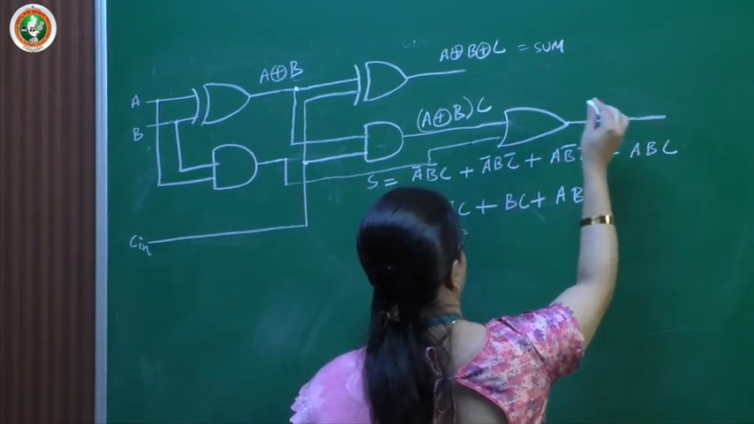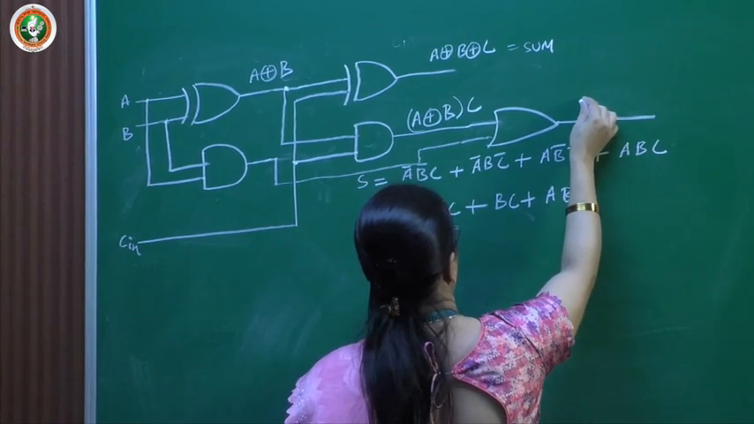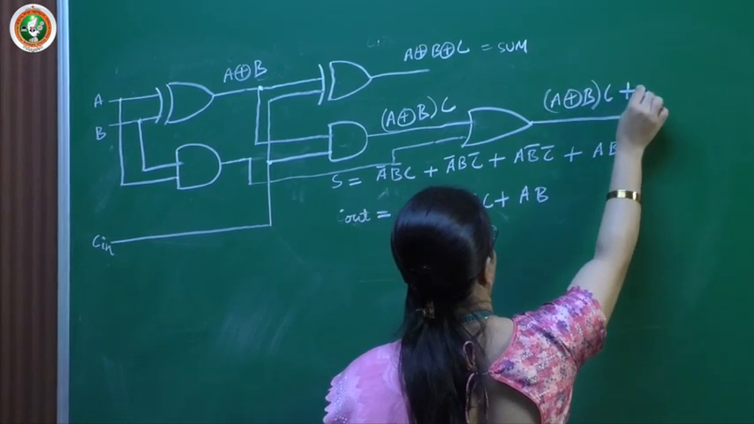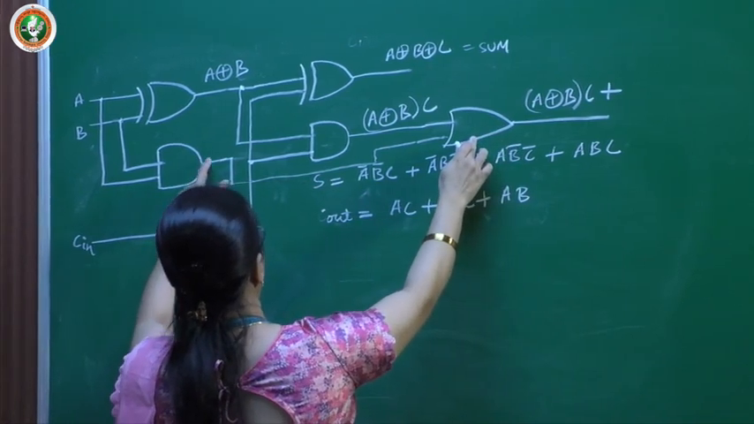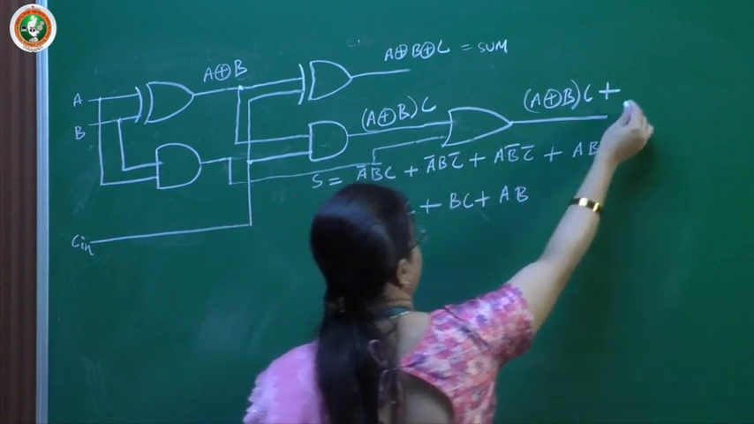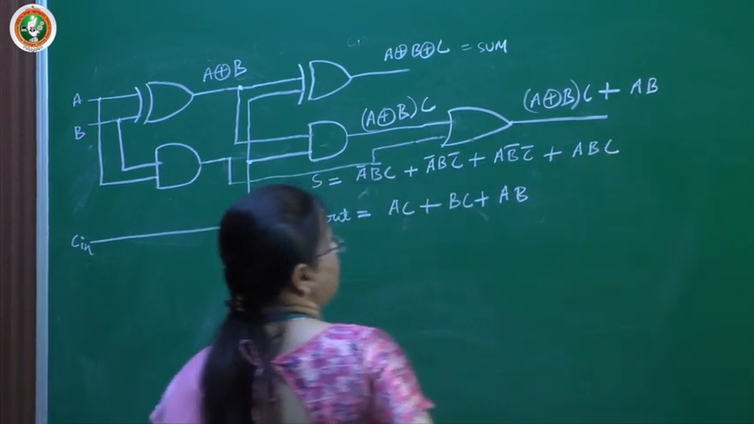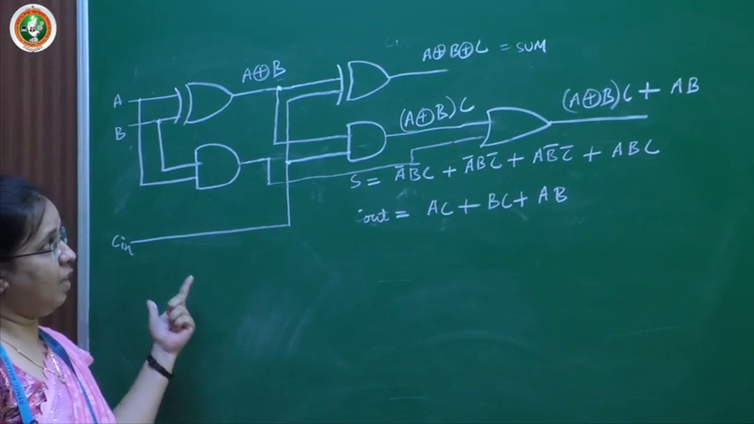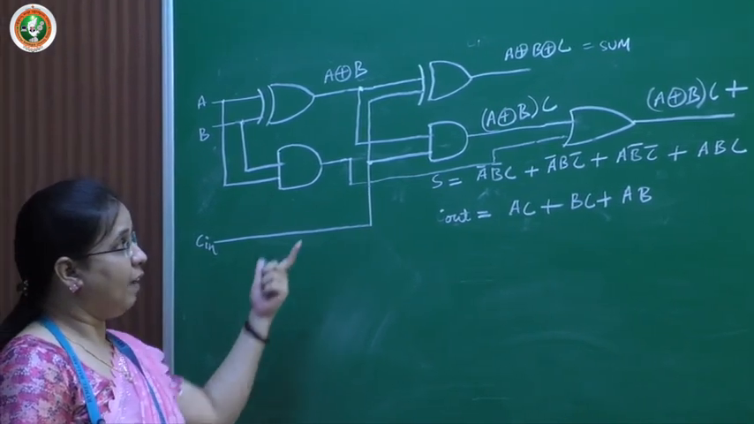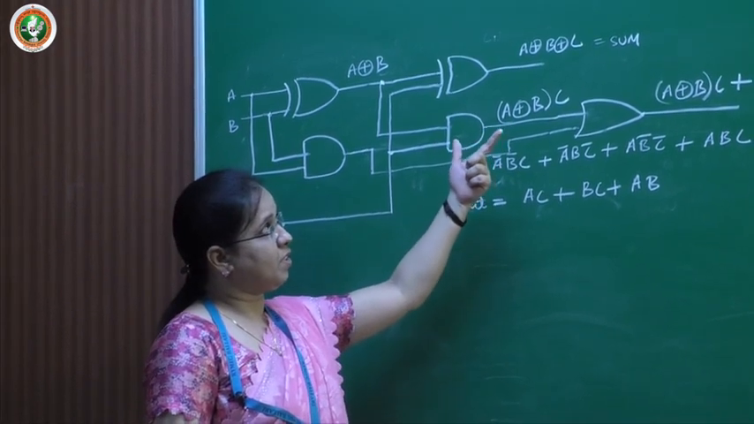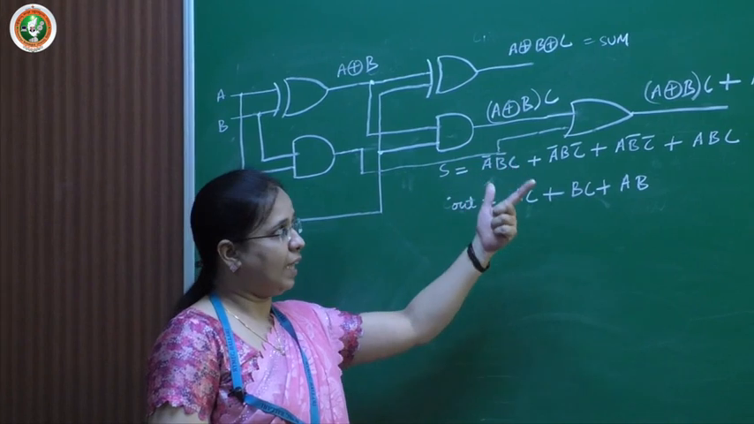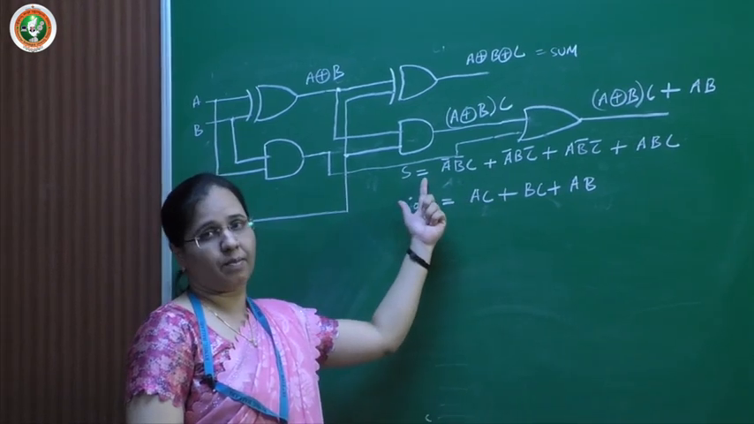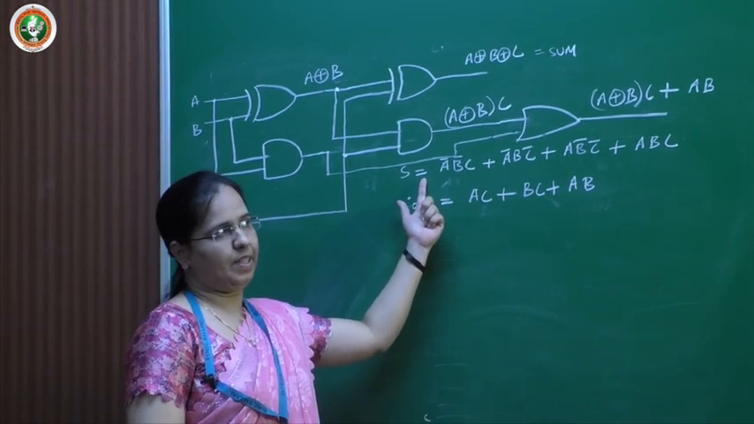So what is the equation we are getting at this output? We are getting (A XOR B) C plus, since it is an OR gate, and one more input is coming from this line, plus AB. Now, in order to prove that the circuit we have designed, the full adder using two half adders, is correct, we have to take the logic expressions that we have obtained for sum and carry, and simplify those expressions to get back our original sum, which we designed previously in this video.